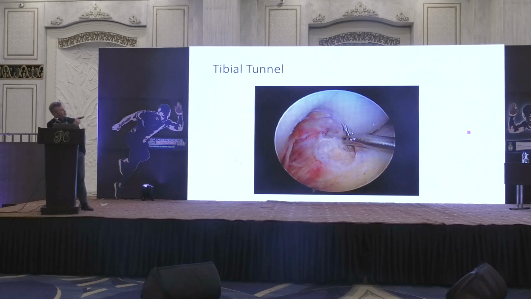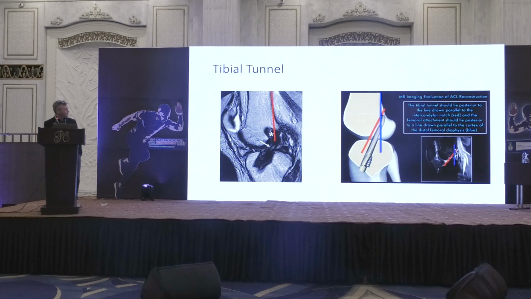And a very simple trick is to put your wire through and then put the knee in extension before you drill. Put the wire through, put the knee in extension, and see can your wire go directly up through Blumensaat's line. If you have impingement with your wire before you drill your tunnel, well then you know you're going to have a problem. So just put the wire in, and if it doesn't impinge, well then you're fine. But if it does impinge, you need to correct your wire position.